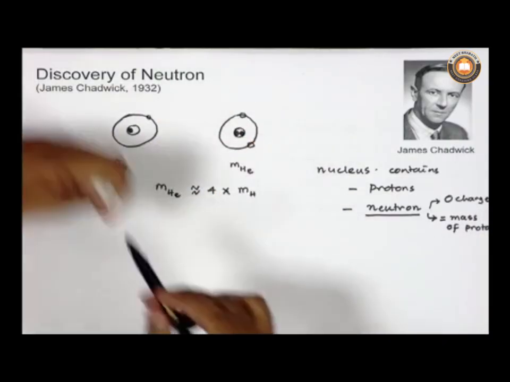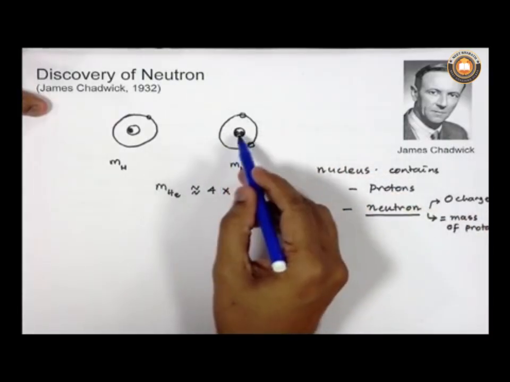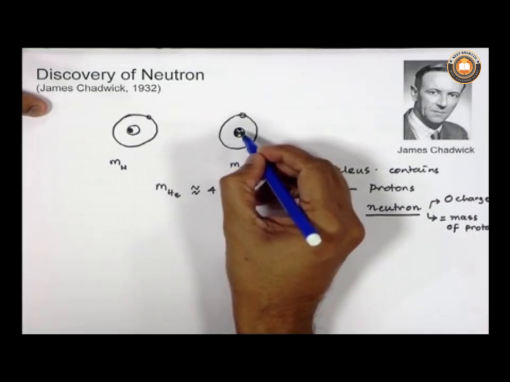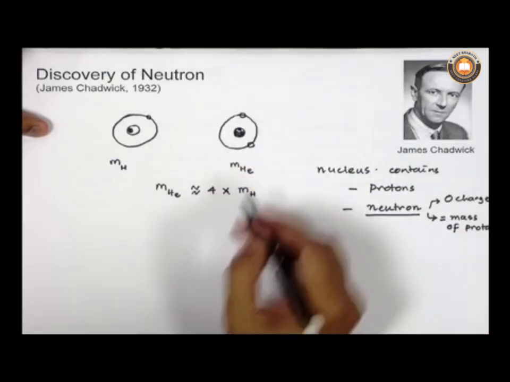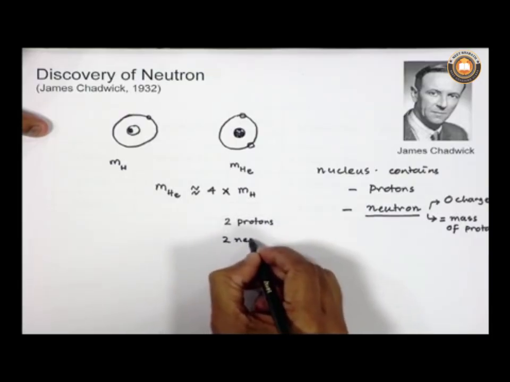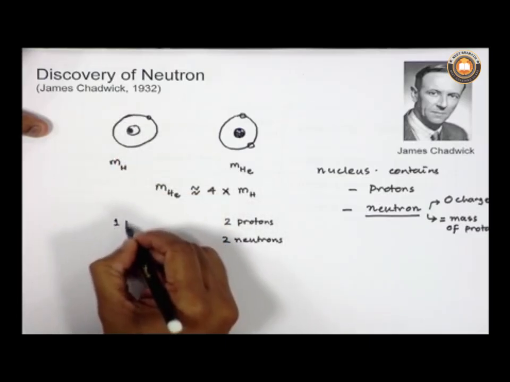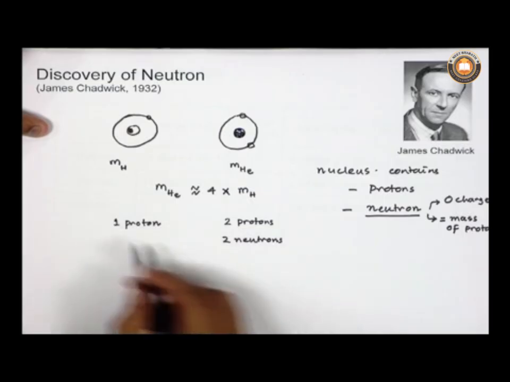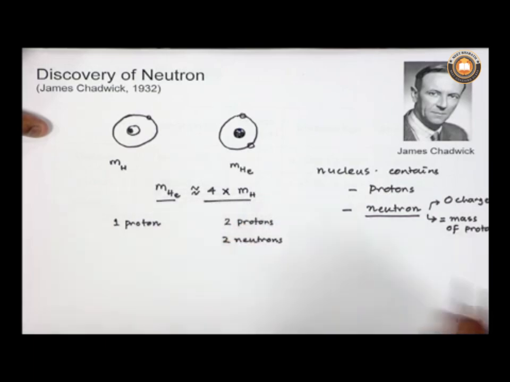After James Chadwick's discovery of neutron, it turned out that helium atom, in addition to 2 protons, also has 2 neutrons, and since the mass of neutron is equivalent to the mass of proton, therefore, in the nucleus of helium atom we have 2 protons, 2 neutrons, and in case of the hydrogen we have only 1 proton. This explained why the mass of helium is nearly 4 times that of the mass of hydrogen.